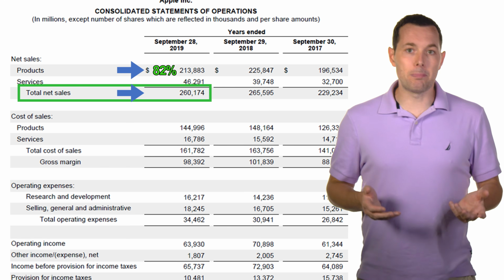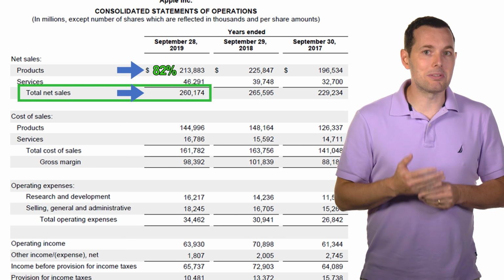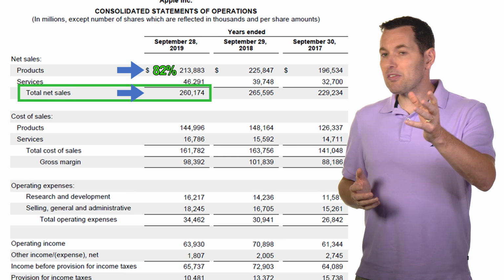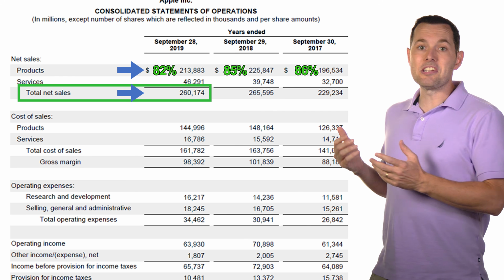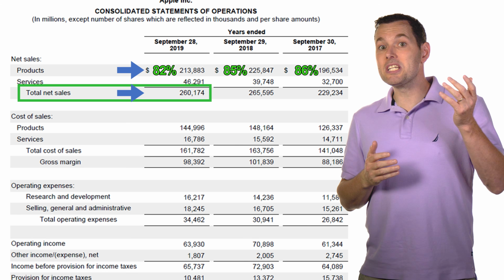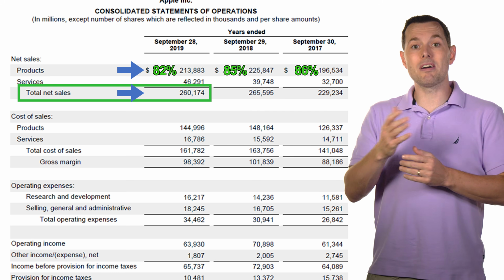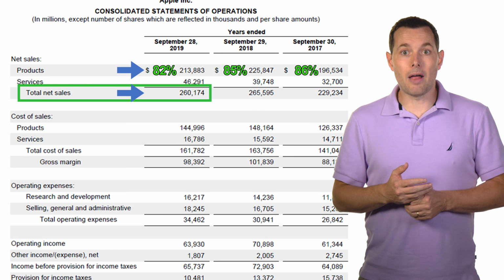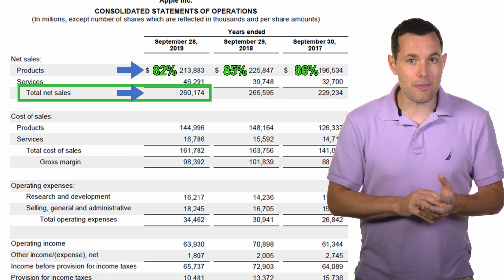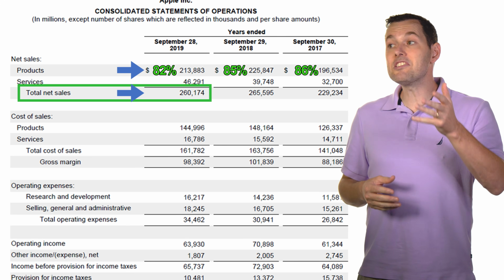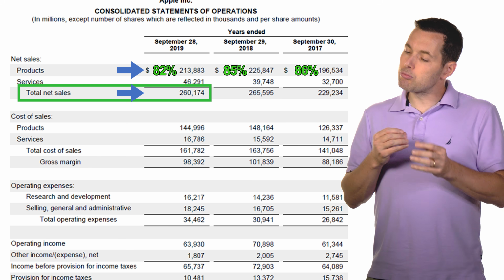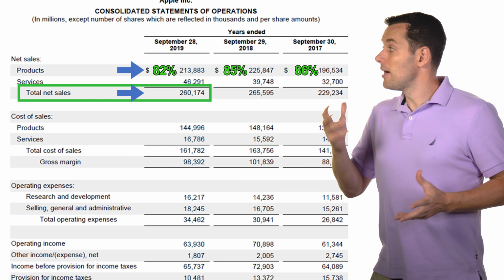Now, is that a good thing or a bad thing? Well, we don't really know. Right now, it's just a reference point. So what if we did the same thing for 2018 and 2017? Now we can see that product sales have actually declined as a percentage of total revenue from year to year. That's not necessarily a good thing or a bad thing. Management might very well have a good plan as to why that's happening. But it is an interesting thing to note, and you can only really tell that by doing this type of analysis.